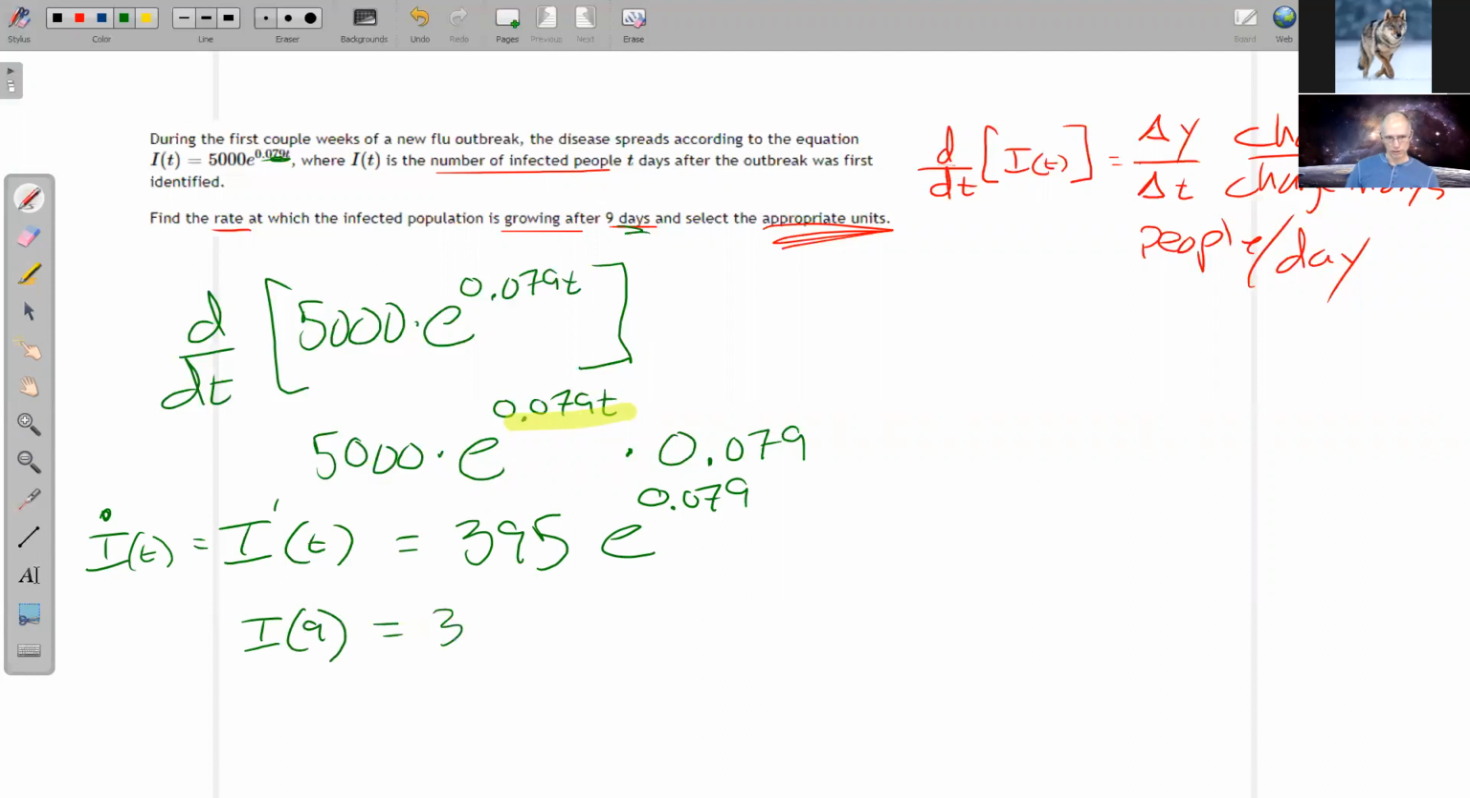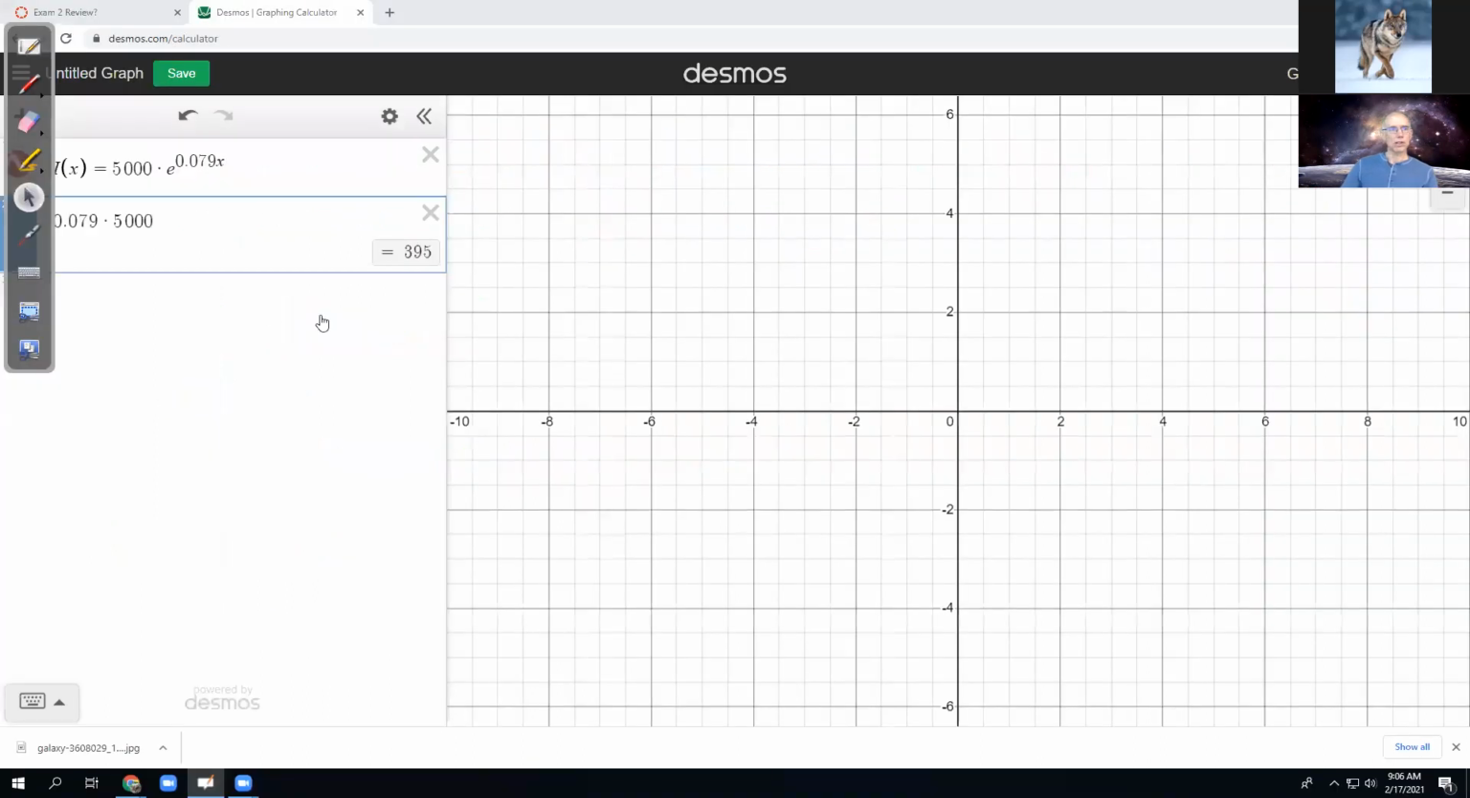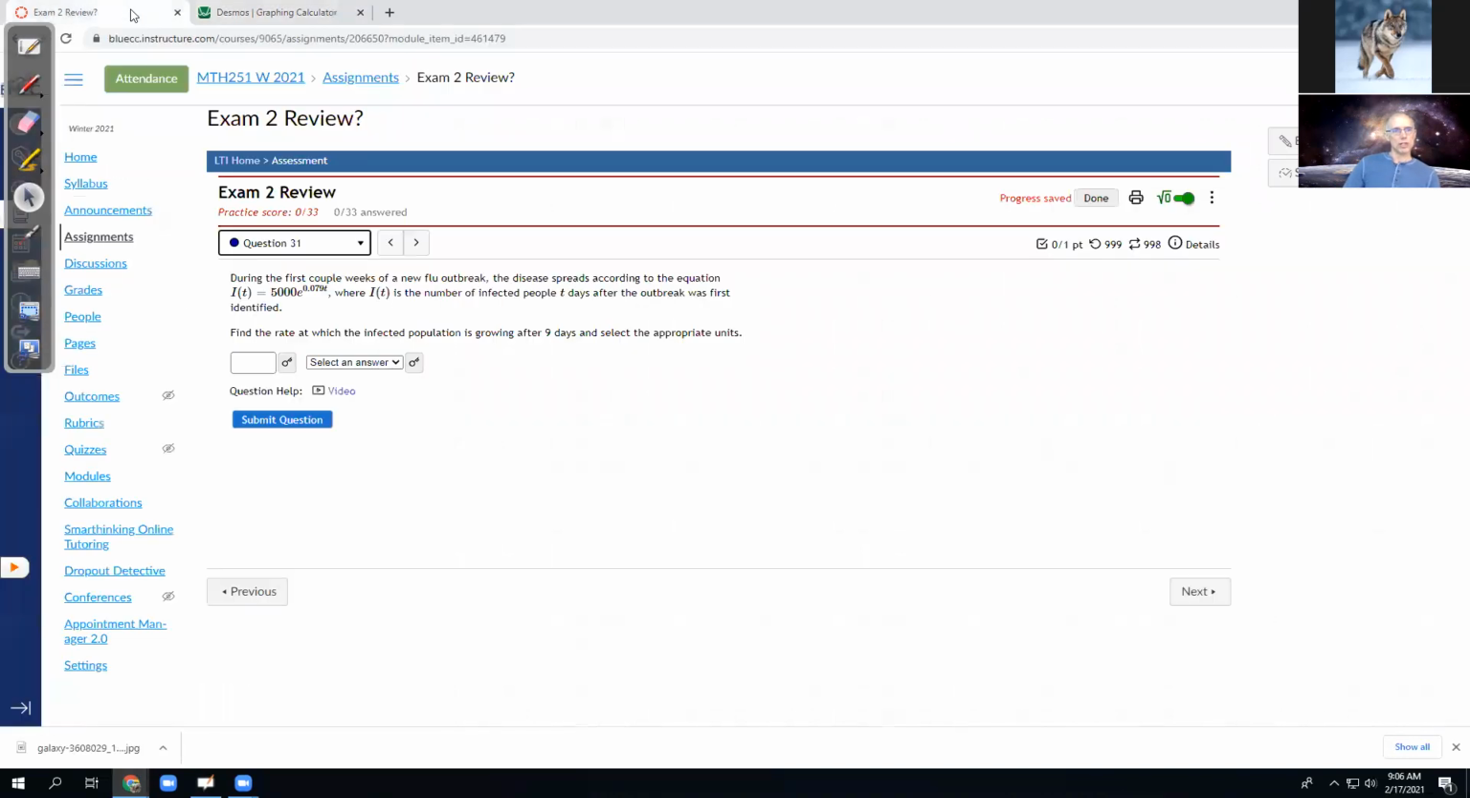Just plug in a 9 up there. Calculator. So we got a 395 times e raised to the power 0.079 times 9. That did not end up in the power, so carefully use your calculator correctly. Use parentheses for the power. And we'll test to see if that's right, because that parentheses wasn't obvious at first. So it looks like about 804, I would say.